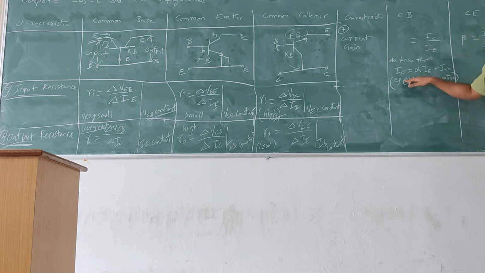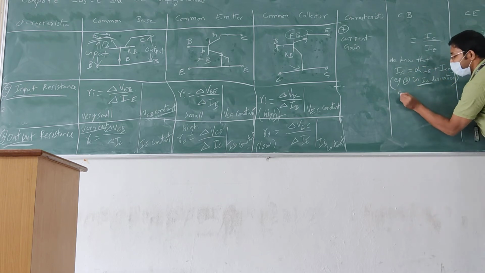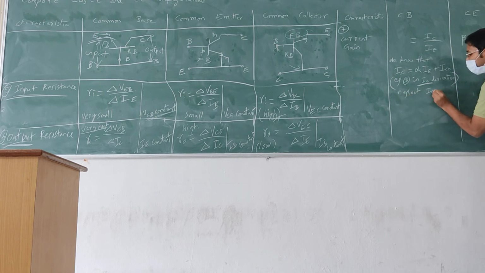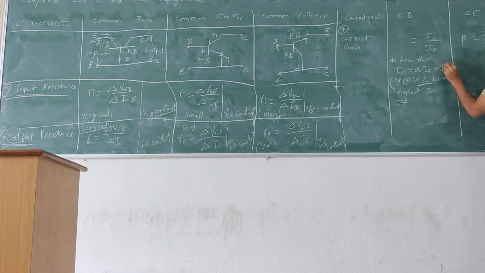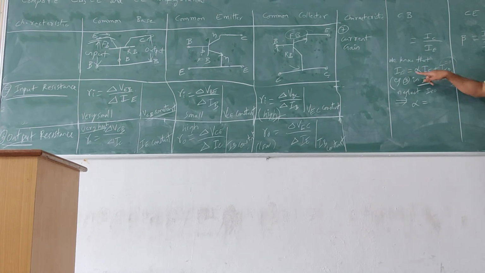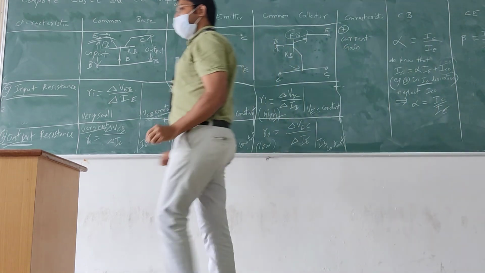So what can we neglect in this? ICO. If you neglect ICO, meaning this one equals 0, alpha will be IC by IE. We call this alpha. We call this beta. What can we call this? Gamma. Correct.